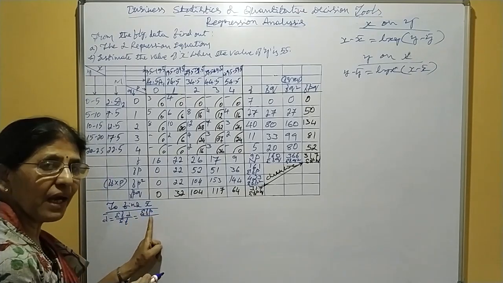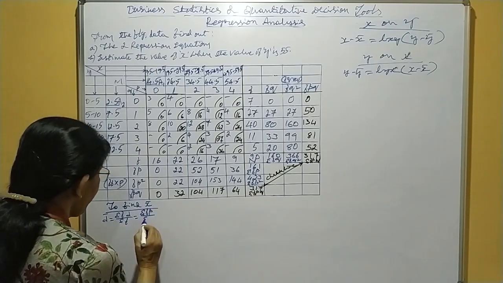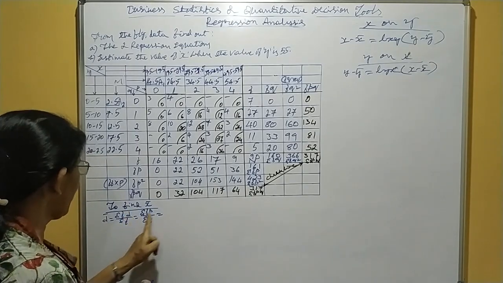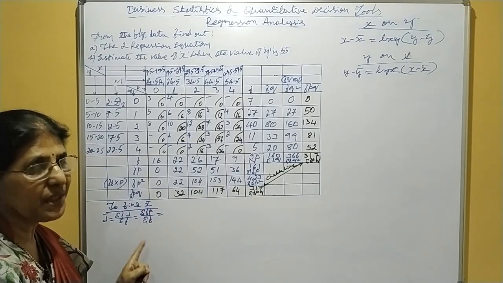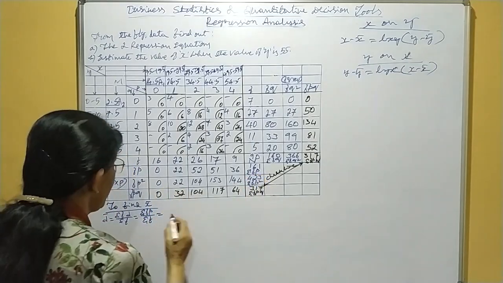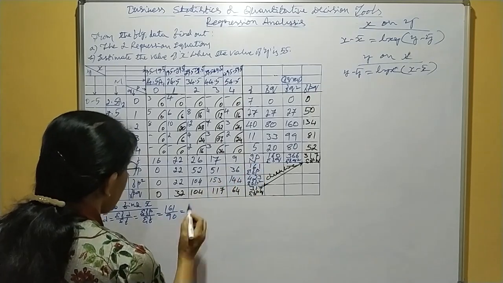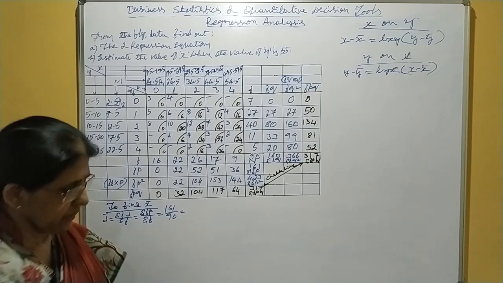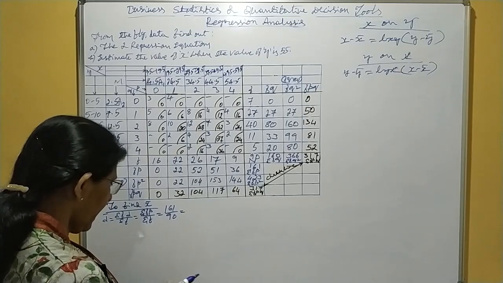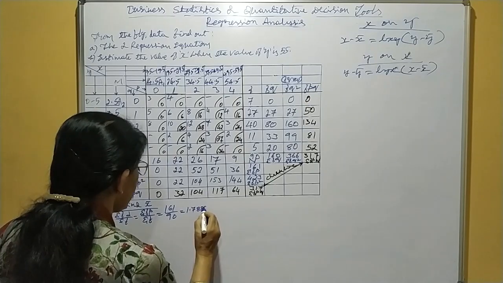In the place of d we have used p. Therefore, sigma fd is nothing but sigma fp divided by sigma f. Okay, d bar equals sigma fd divided by sigma f equals sigma fp divided by sigma f. Now, sigma fp is already calculated. It is in this table itself. Sigma fp is how much? 161, divided by sigma f, which is 90. Okay. Now, 161 divided by 90 is 1.7889.